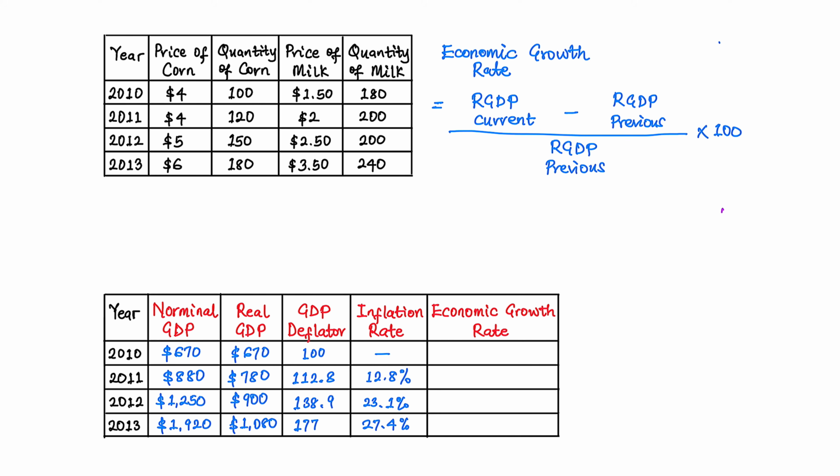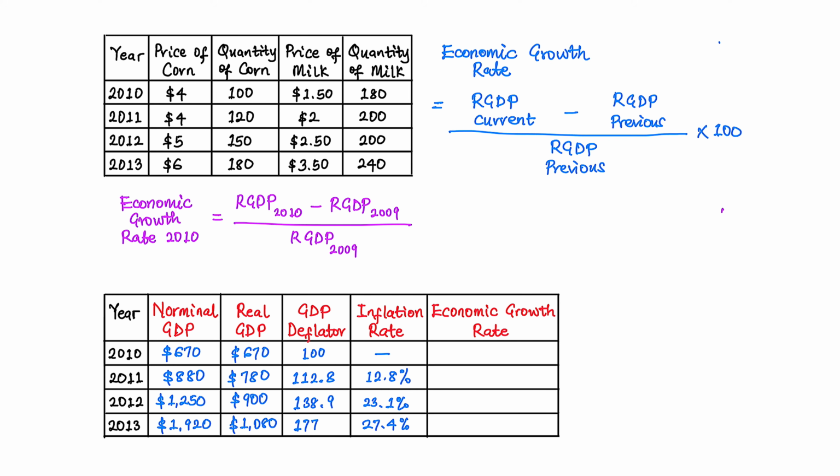So the first year we have at hand is 2010. So economic growth rate for 2010, that equals real GDP of the current year, which is 2010, minus the real GDP of the previous year, which is 2009, divided by the real GDP of the previous year, which is 2009, everything multiplied by 100.